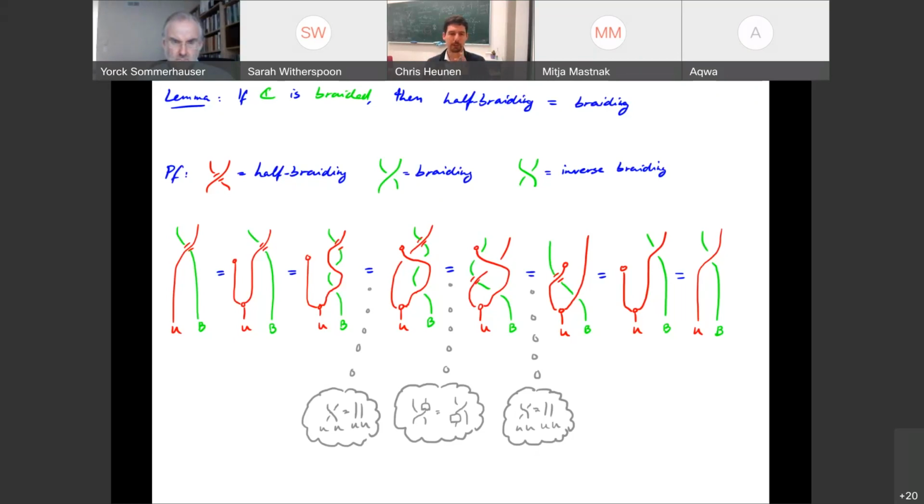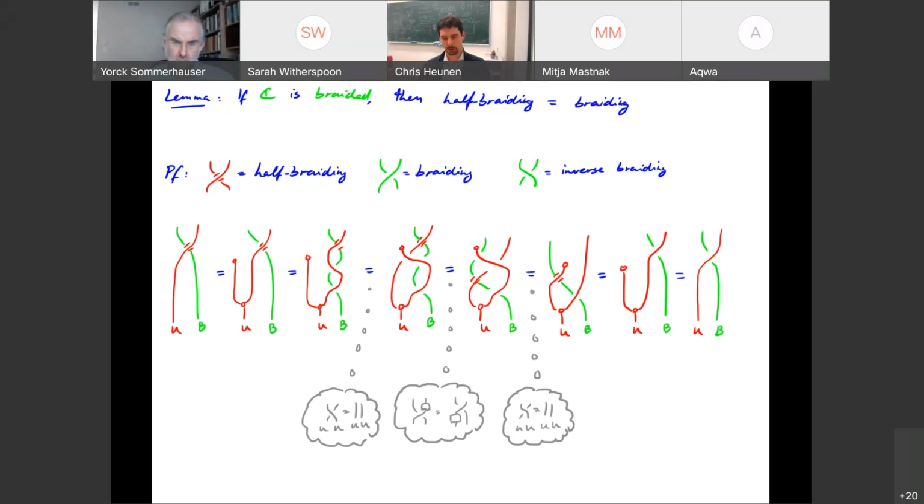Rather braid something and then inverse braid it back. Now I'm going to use the little lemma we had before, namely that swapping a central idempotent with itself according to the braiding or the half braiding is the same as doing nothing. So I can forget about one of the two swaps I just did. Okay, then we're here.